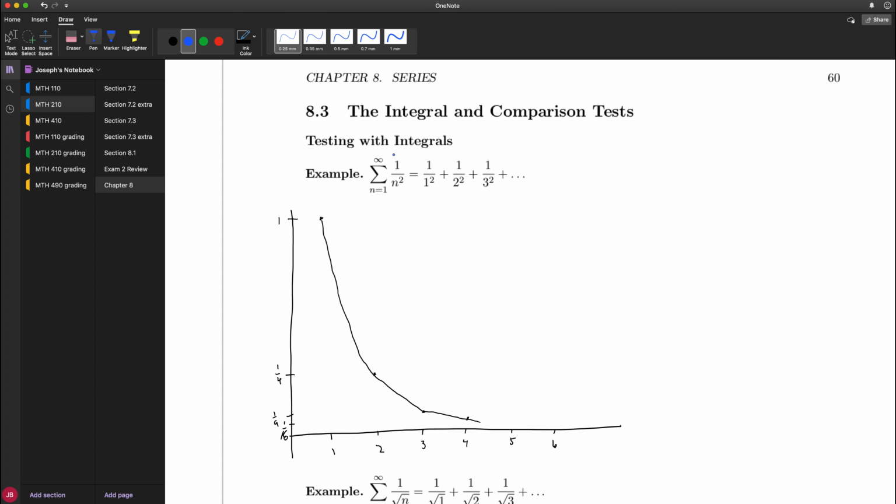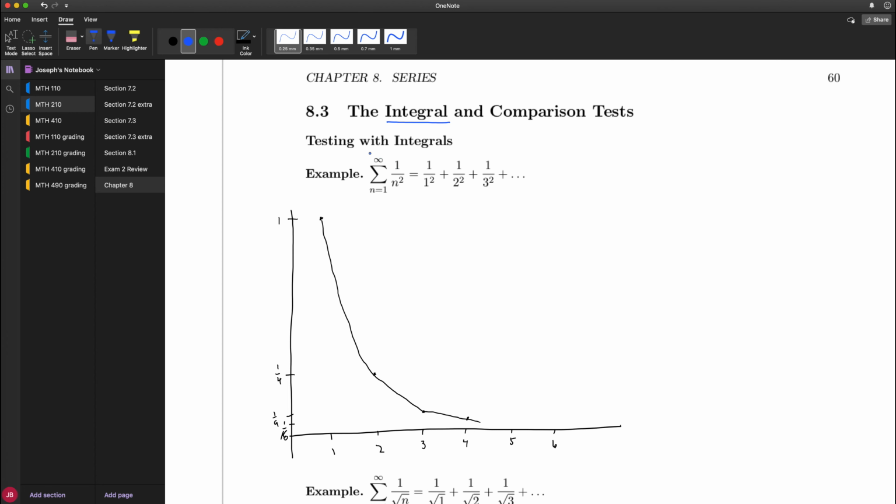Okay, so in this video, we're going to learn the integral test. We'll learn the comparison test in a different video. And so here's the key idea. We're going to illustrate it with an example, the sum of 1 over n squared.